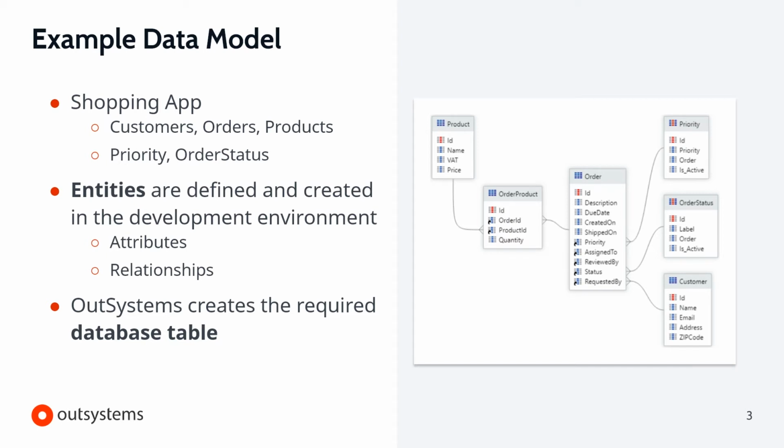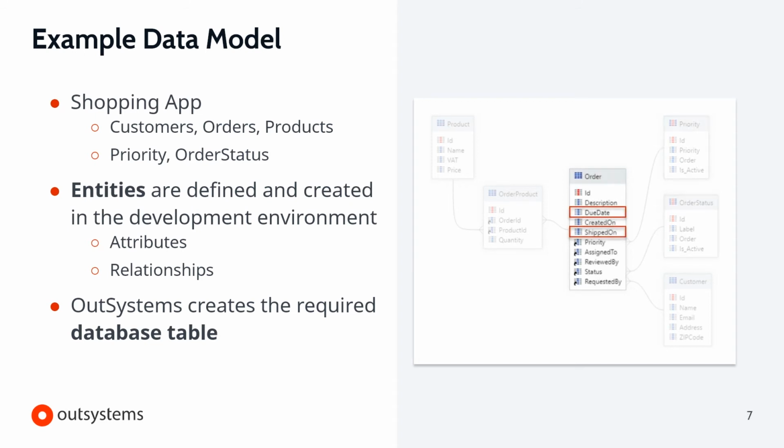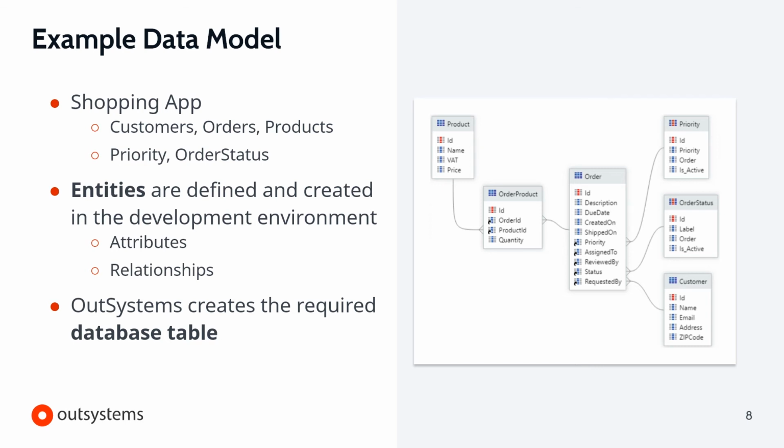On the right side of the screen, we can see a representation of our shopping app's data model. We can see here that the order might have a relationship with different products. We also see that the order would be placed by a customer, and the order has a relationship with its priority and its status. Among other attributes, the order has a due date and a shipped-on date, so these attributes will represent all the information relative to an order. The OutSystems platform server takes a data model like this and creates the required database tables for us.